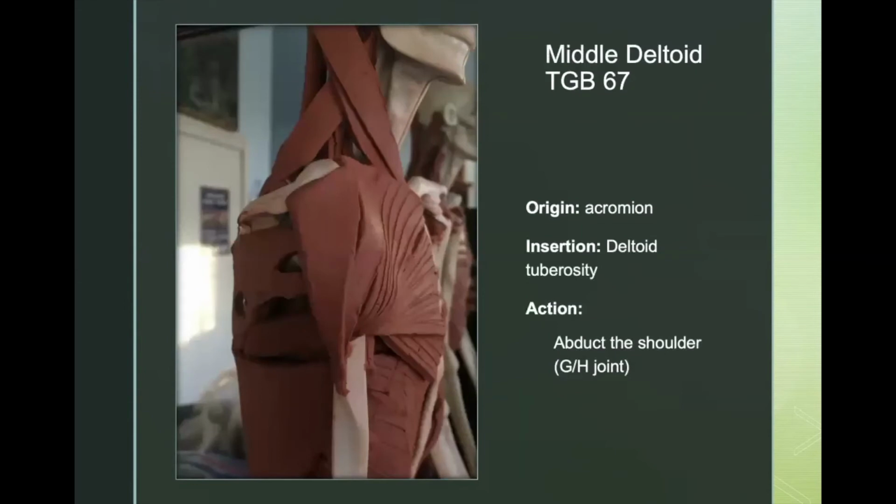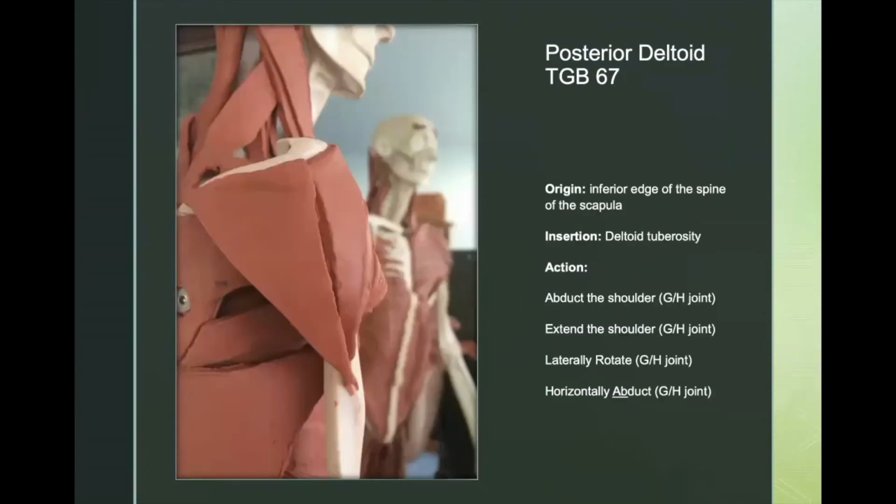So here we have the middle deltoid, and the middle deltoid attaches onto the acromion. And then it attaches again to the deltoid tuberosity. It is just a straight shot down here, so its only action is abduction of the shoulder. Easy peasy to remember.